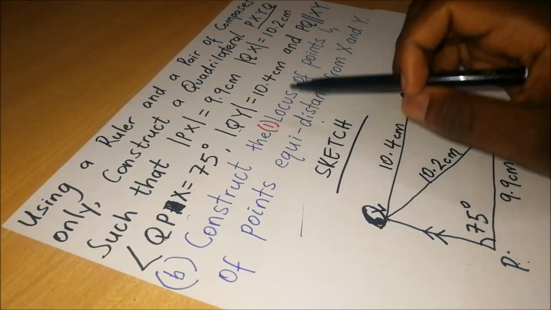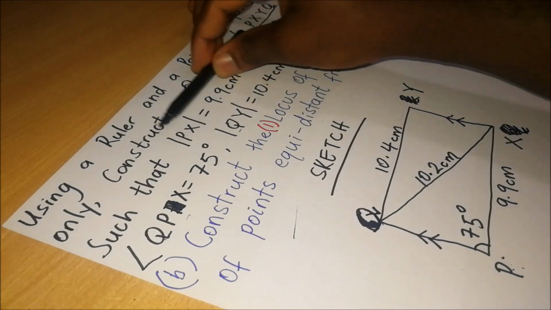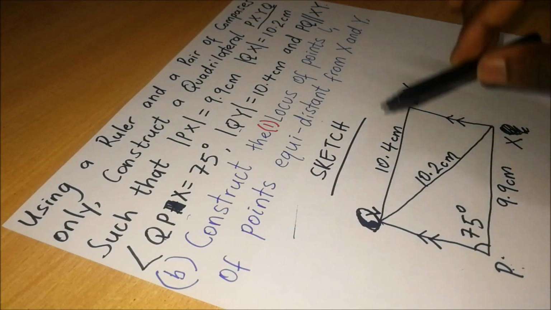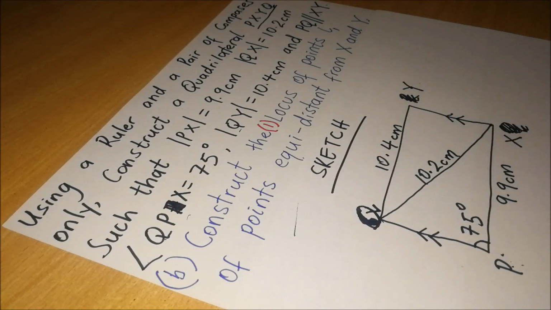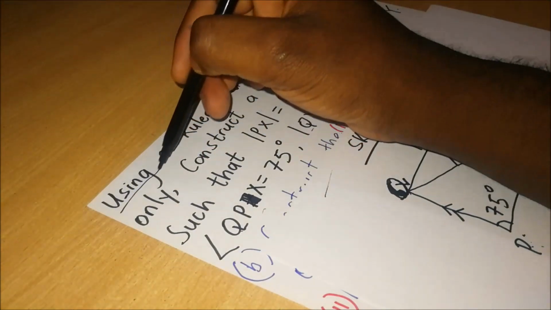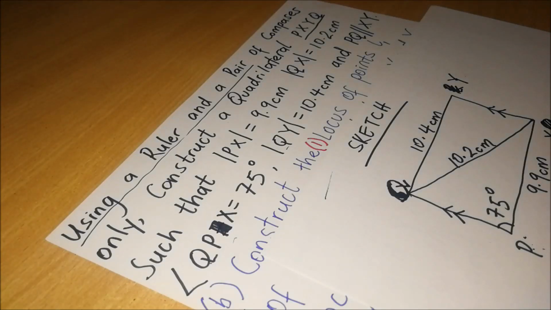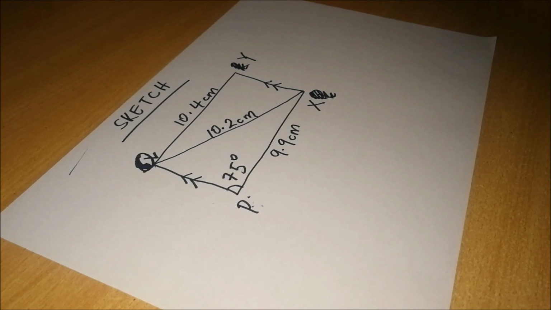So this is our sketch. We have extrapolated all this information and put it in our sketch, and now we're going to use our sketch as a basis to construct the actual diagram. And take note, the question tells us to use only a ruler and a pair of compasses, so not using a protractor. So let's get to constructing the actual diagram.